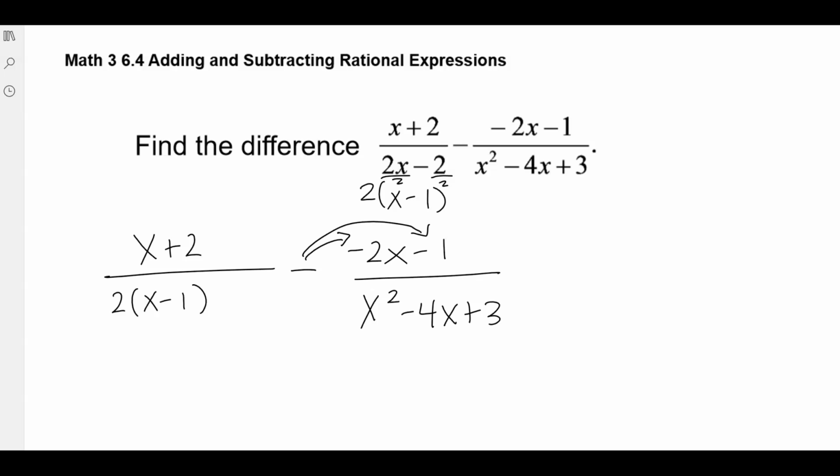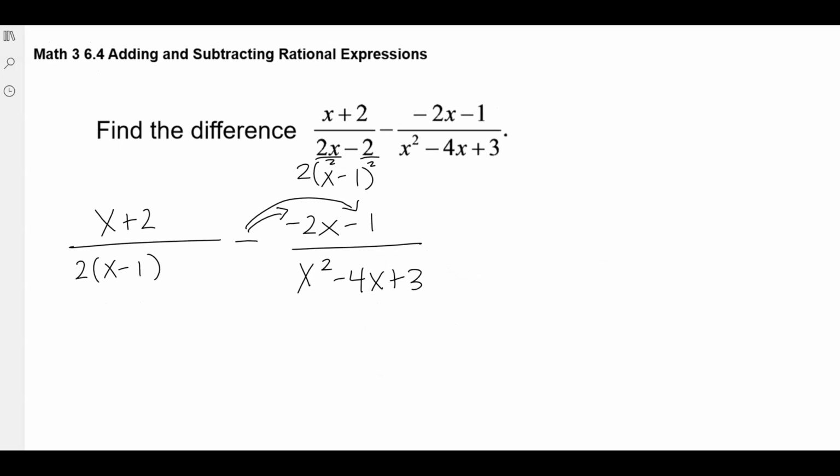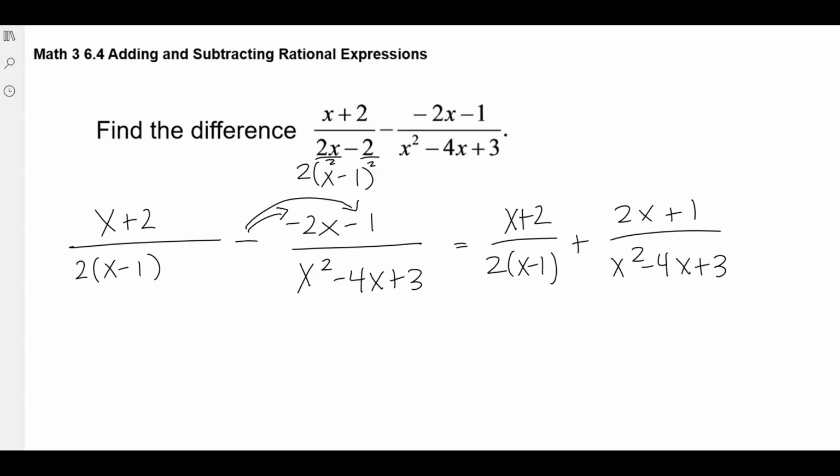Now you can distribute your negative at the beginning or at the end. It doesn't matter. So if we do that, we have x plus 2 over 2 plus, so negative times a negative makes a 2x, and then negative times a negative 1 is going to be plus 1. So then we have x squared minus 4x plus 3. And then we need to factor that bottom.